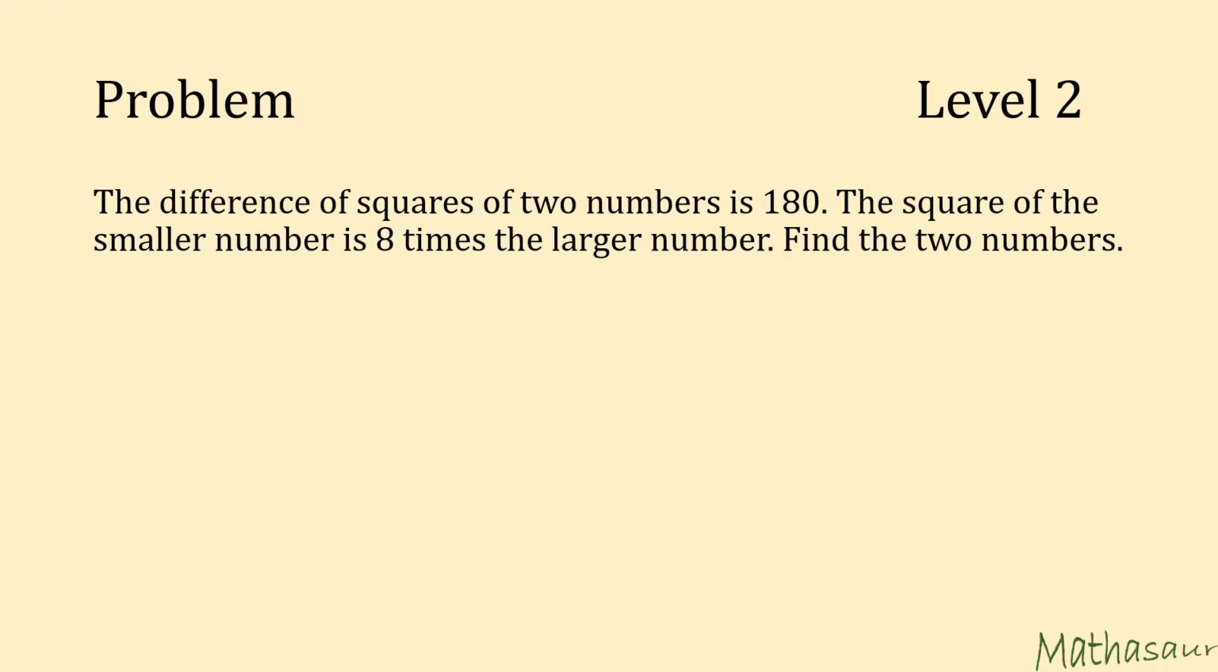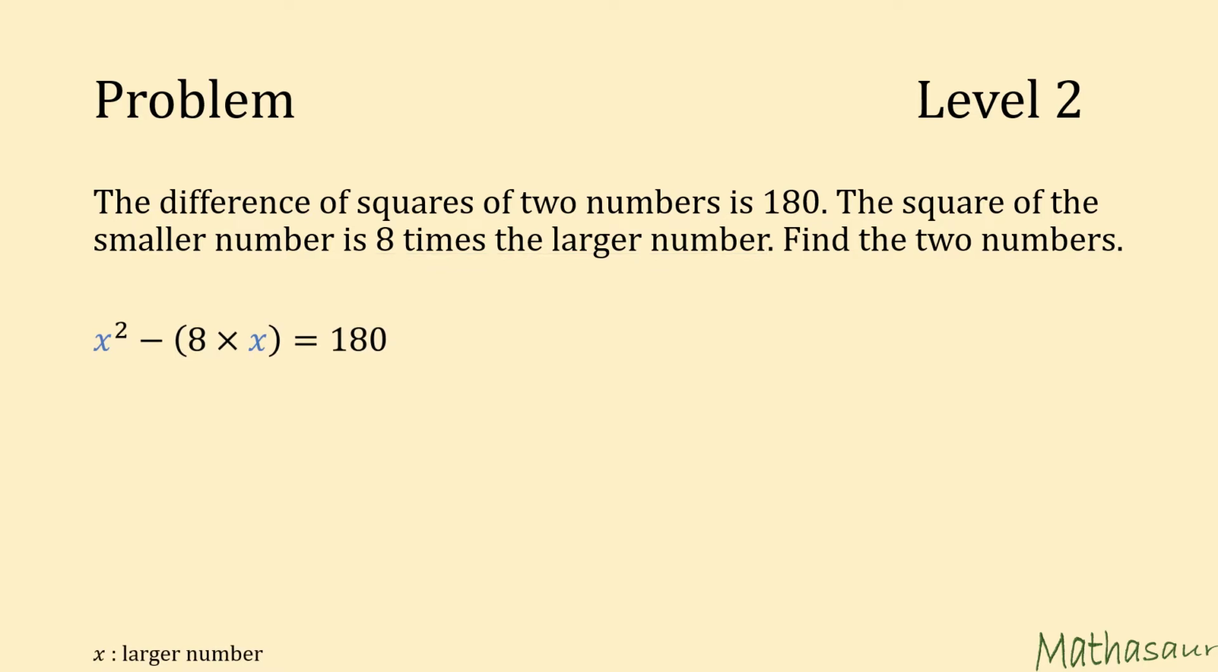Let us look at another problem. The difference of squares of two numbers is 180. The square of the smaller number is 8 times the larger number. Find the two numbers. So we are given difference of two squares as 180, and the square of the smaller number is 8 times the larger number.